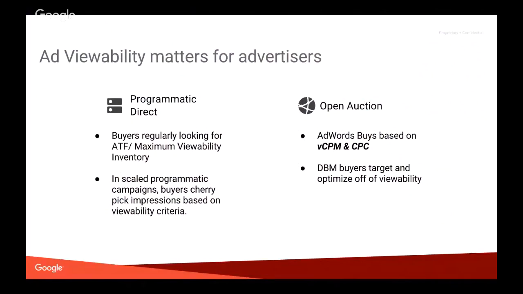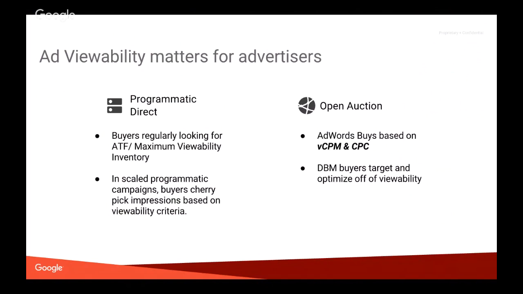In fact, nowadays, advertisers buy based on viewable impression, be it in open auction or programmatic. For example, in programmatic, buyers regularly look for above the fold ads, which are the ads that have the maximum viewability inventory. And in scaled programmatic campaigns, buyers cherry pick impressions based on viewability criteria. For example, they put a high bid for an ad that has more than 70% viewability and lower the bid as the viewability drops. In open auctions such as AdWords, buyers buy either by viewable CPM or CPC.